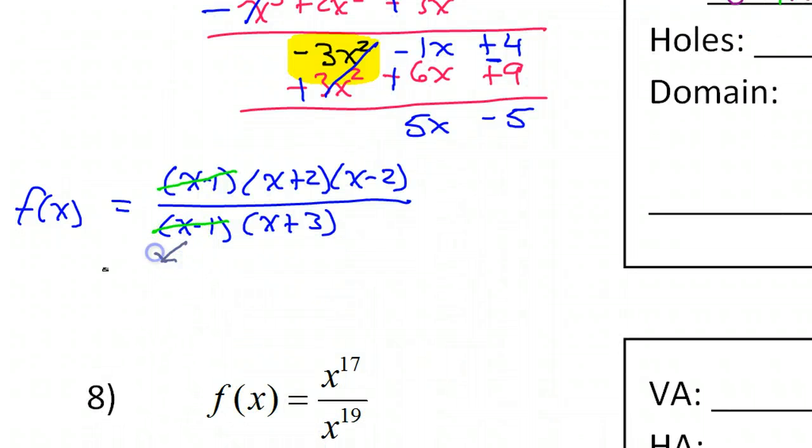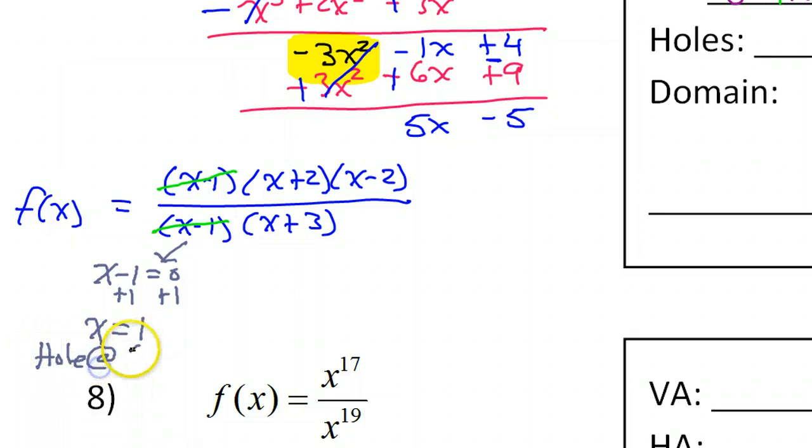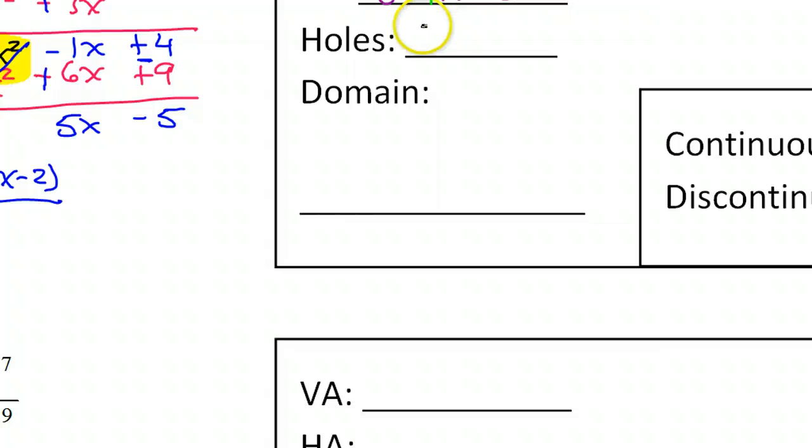So if I take this x minus 1 and I set it equal to 0, adding 1 to both sides gives me x equals 1. But this is not a vertical asymptote. This means that there is a hole at 1 comma something. Alright, so let's go ahead and jot that down. So there's a hole at 1 comma something.